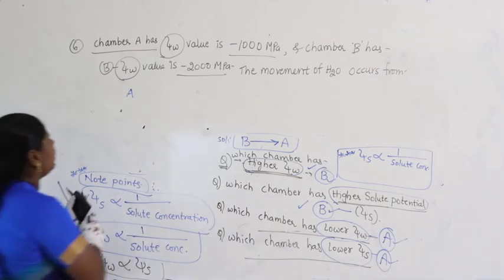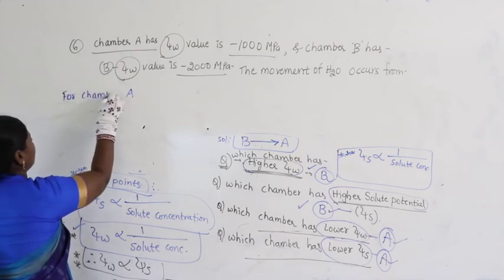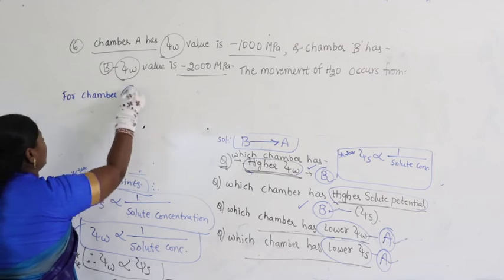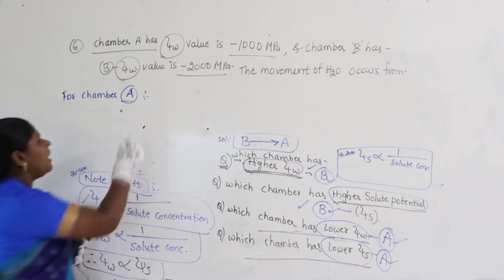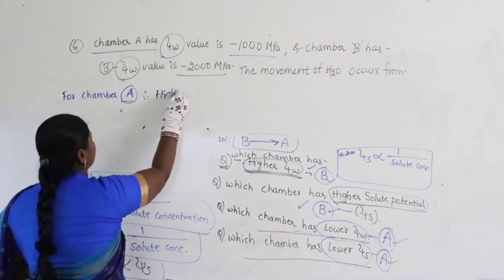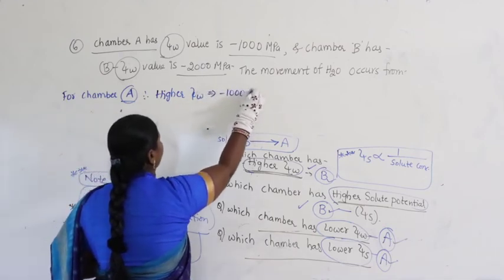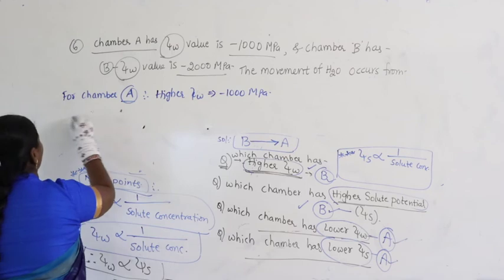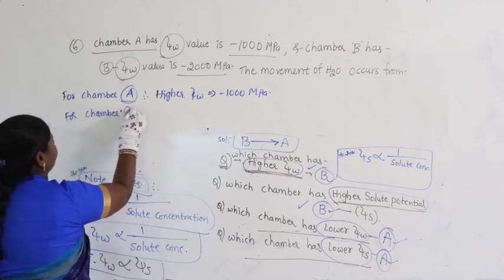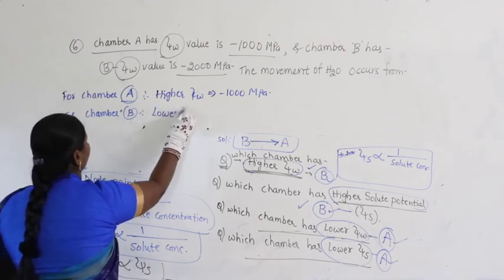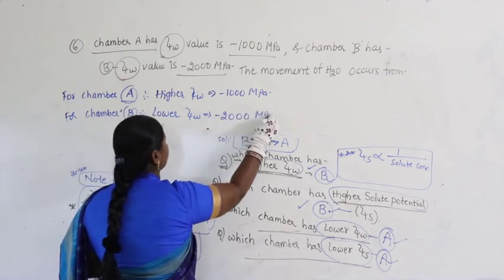For chamber A, minus 1000 megapascals is considered a higher water potential. So it has higher water potential, that is minus 1000 megapascals. Similarly, chamber B has lower water potential, that is minus 2000 megapascals.